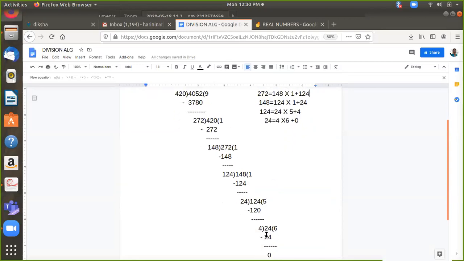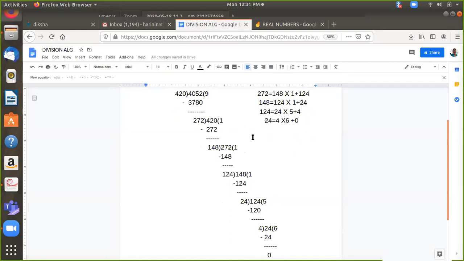And the last step, when I go 24 is the new dividend. I am dividing it with 4. So 4 into 6, which is the quotient plus the remainder. So the last divisor that you have used has become the HCF of these two numbers. So this is how you will go about doing the division algorithm.